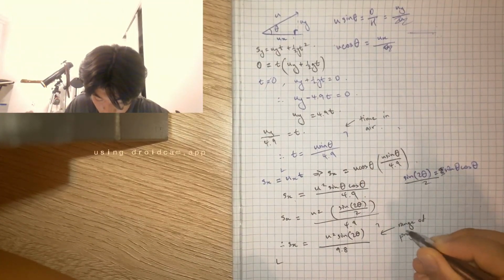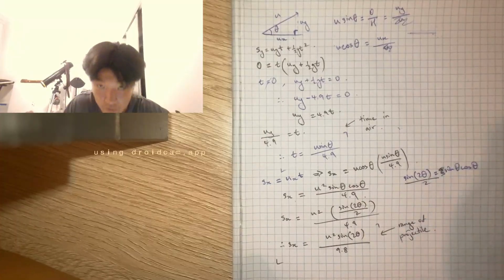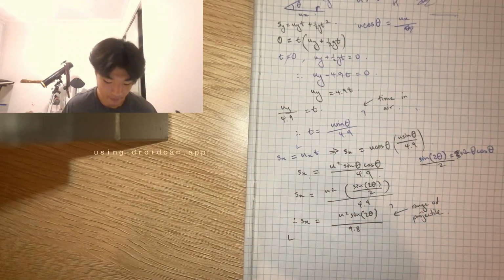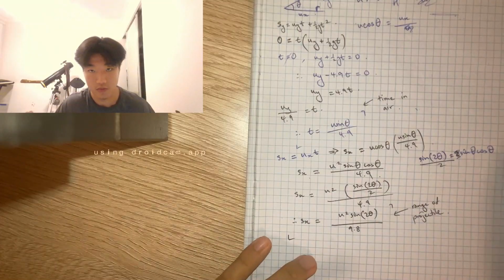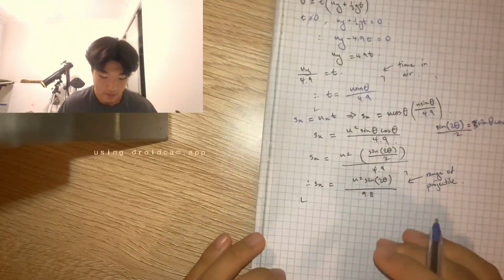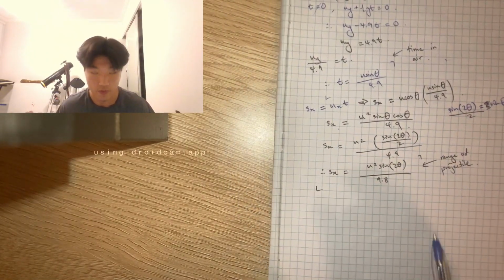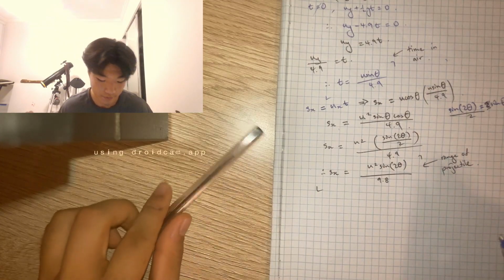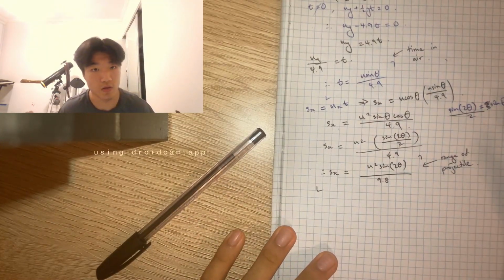Range of projectile, right? Or horizontal displacement, again, interchangeable. Okay, but that's not it. That's not everything. Before I start the derivation of the maximum height, let's think about the trajectory.